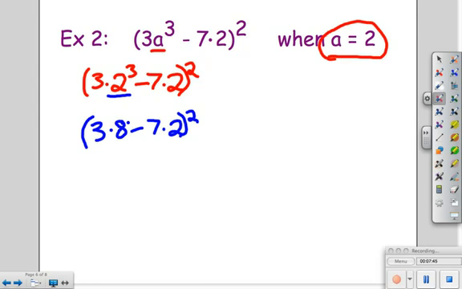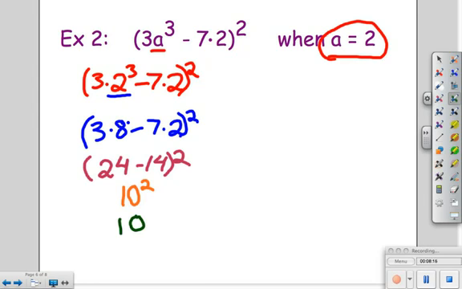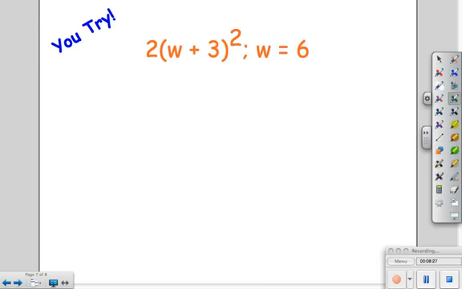Next step, inside the parentheses, I'm multiplying, subtracting, multiplying. I can go ahead and do both of those multiplication pieces next. So that leaves me with 24 minus 14. And I'm going to square that still. 24 minus 14 leaves us with 10. At this point, I don't need the parentheses any longer because I've completely eliminated all the math kind of stuff going on inside of them. Now, I simply have 10 squared, and 10 times 10 is 100.